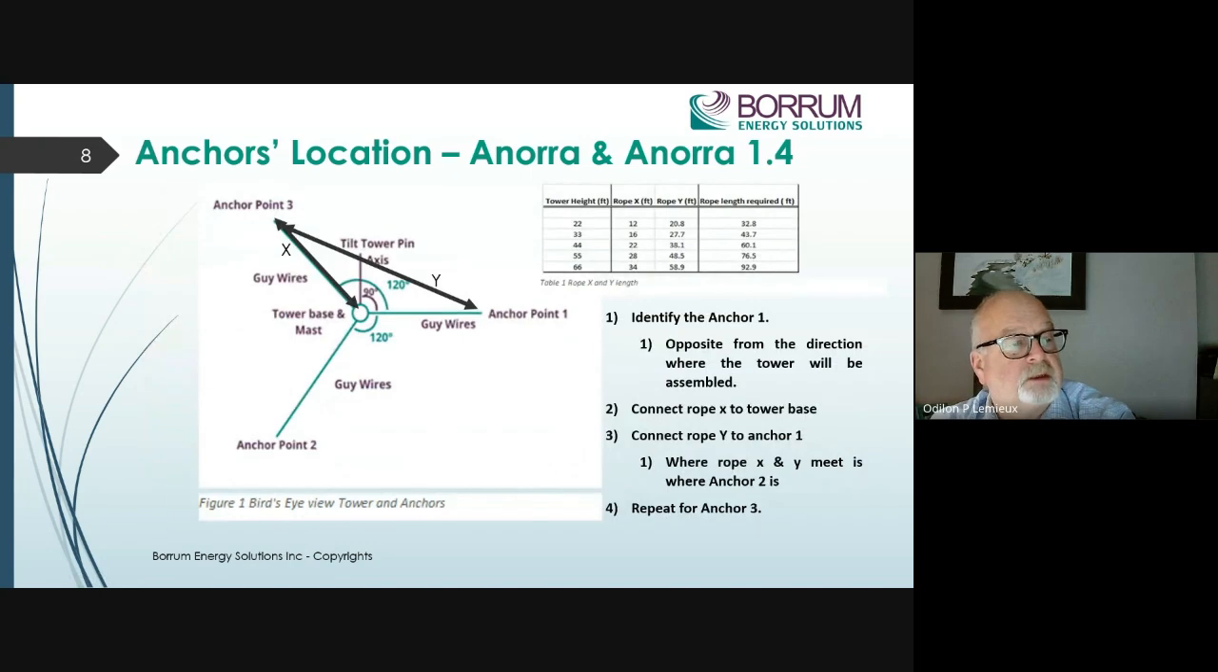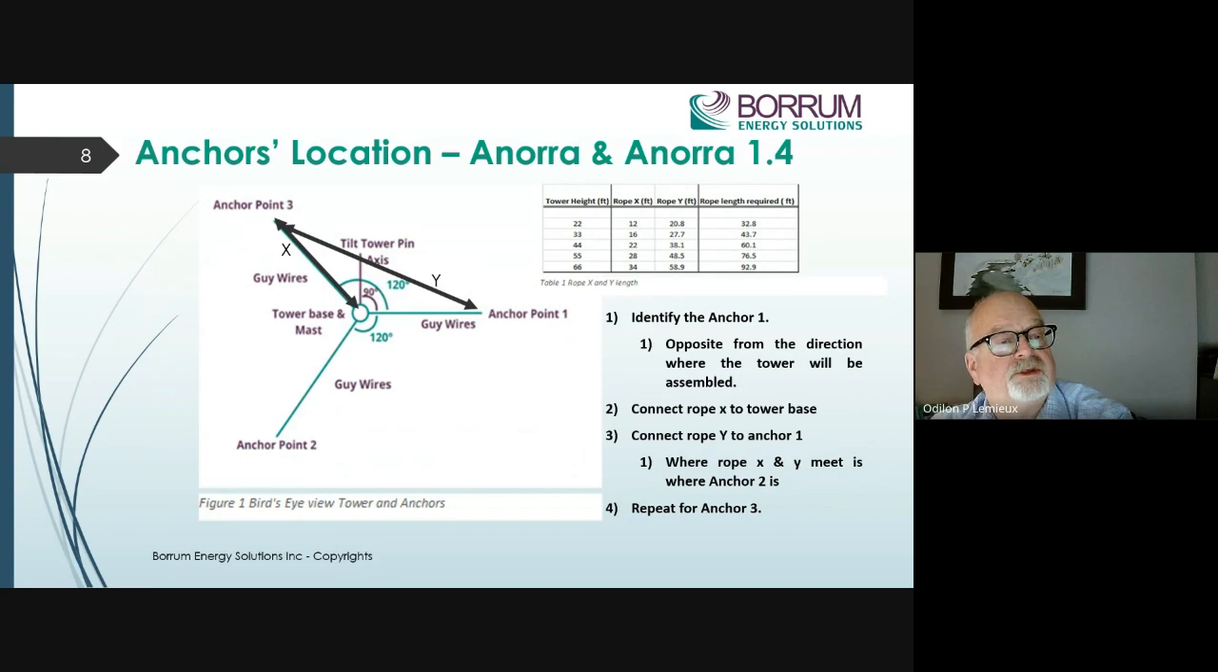Okay, so now you're going to say, how do I figure out where each anchor goes? Well, we made something that is pretty straightforward and easy to use in the field. So again, first start here. This is the diagram I showed you before. You go for tower height. Let's say in this case, you have a 44-foot tower.